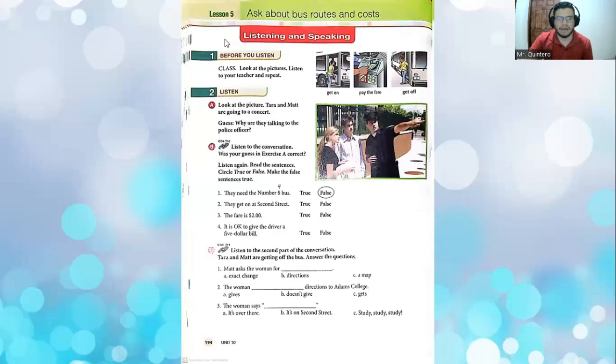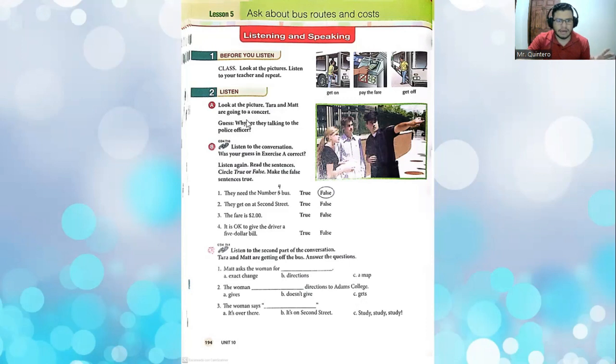Lesson number 5. Ask about bus routes and costs. Listening and speaking. Before you listen, look at the pictures, listen to your teacher, and repeat. For example, when you enter the bus, you say, I get on. Get on. This is the verb. Pay the fare when you are paying by cash. Get off is when you are leaving the bus. I get off the bus. That is one example.